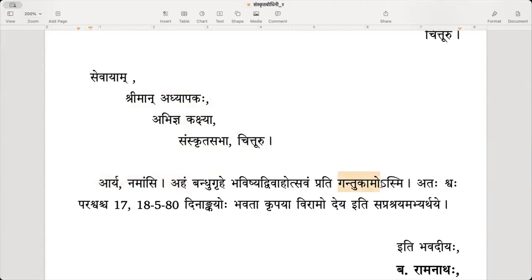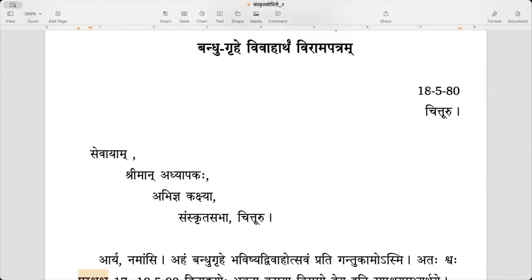It is a samasta padam here. So bandhu grihe, in the relative's house, bhavishyad vivaha utsavam prati, towards a festival, that is a wedding festival, which is going to happen, bhavishyat. So I wish to go to a wedding that is going to happen in my relative's house. Ataha shvaha parashvaha cha. Write the proper dates here, 17th and 18th. If you note, he has written it on 18th.